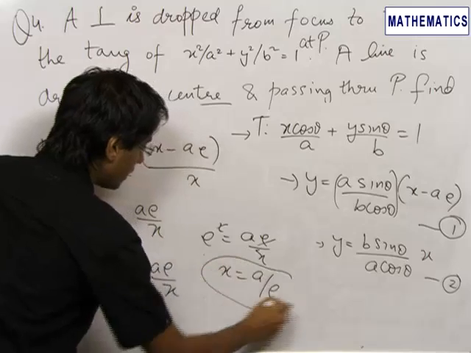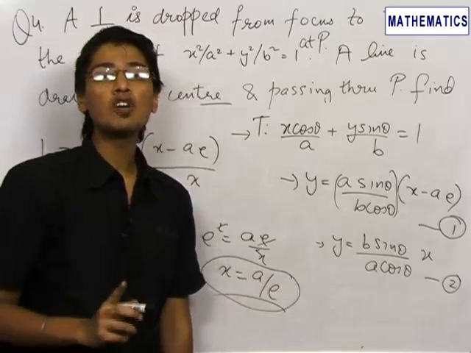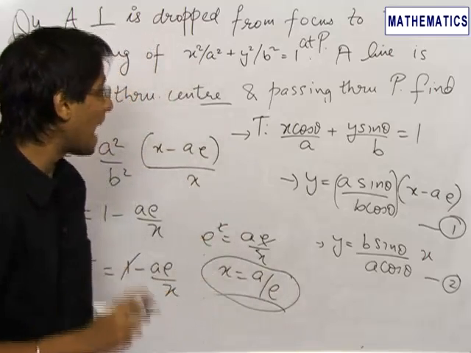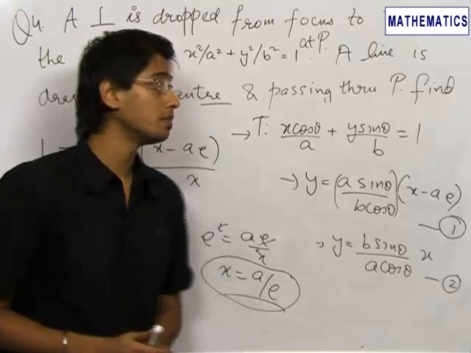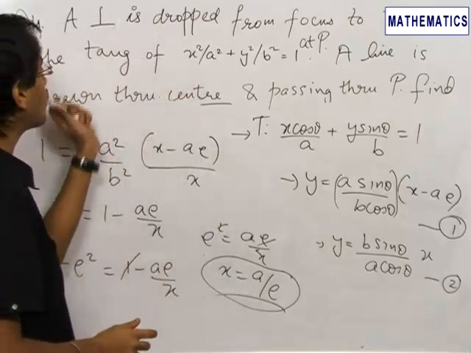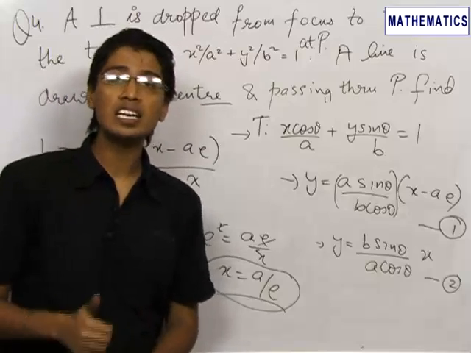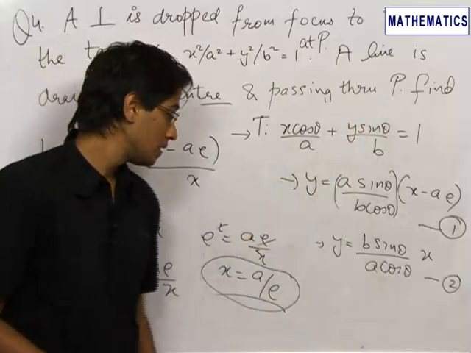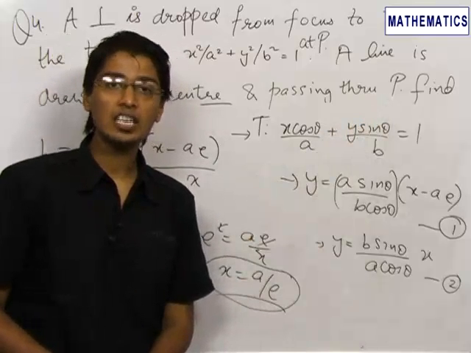And we know that x equals A by E is the equation of directrix for the ellipse x square by A square plus y square by B square is equal to 1. And hence our final answer is the locus of the point of intersection of the two lines, out of which one line was a perpendicular drop from focus on the tangent and the other line was the line passing through the center of the ellipse and the point of contact of the tangent with the ellipse. The locus is x equals A by E, or the directrix of the ellipse.